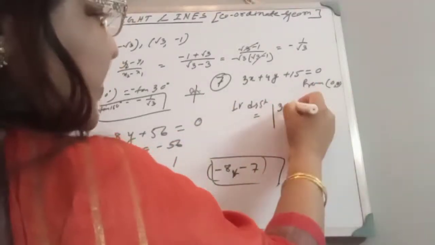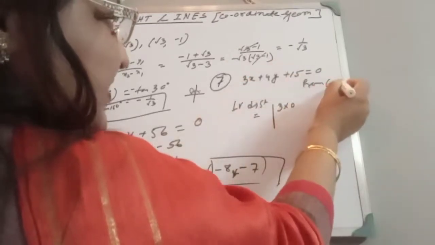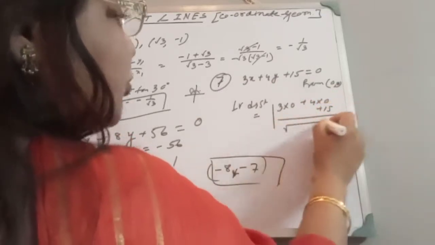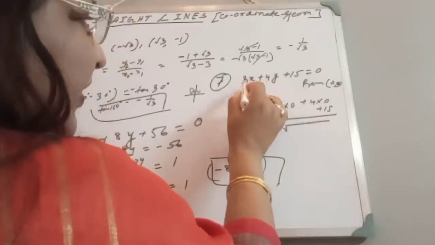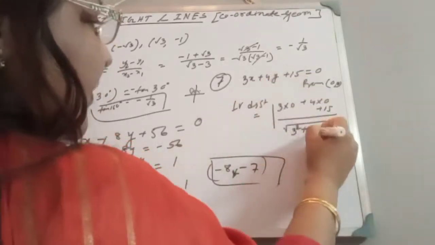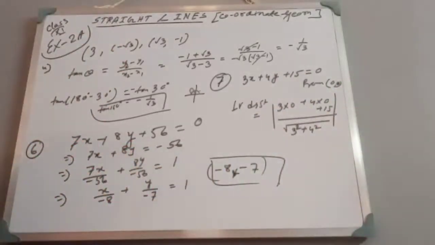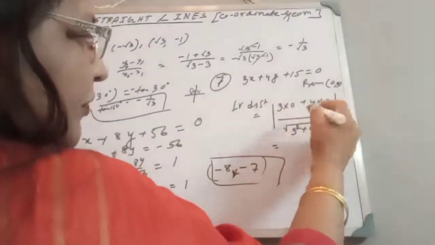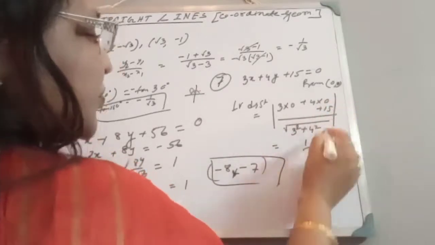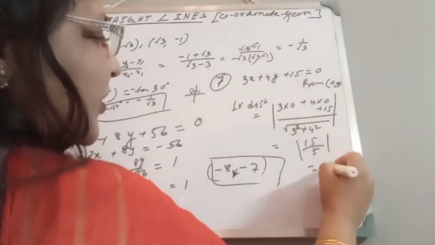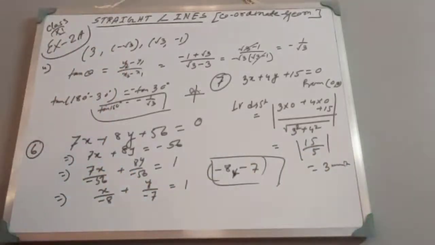So 3 into 0, since the point is 0, 0, plus 4 into 0 plus 15, whole divided by the square root of the coefficient of x squared, which is 3 square, plus the coefficient of y squared, which is 4 square. This is the rule to find the perpendicular distance. So 15 by square root of 3 square plus 4 square, meaning 9 plus 16. The square root of 25 is 5. So it is coming 3 units. So this is the rule to find the perpendicular distance from 0, 0 to the straight line.